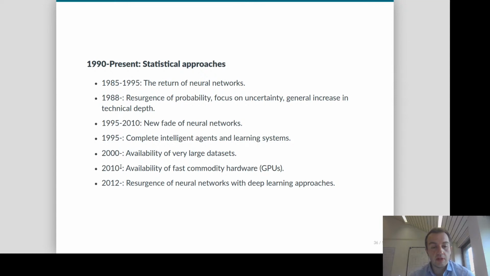What is also interesting from this period is that if you look at, for example, around 95, it was really the first time that we had complete intelligent agents and learning systems.